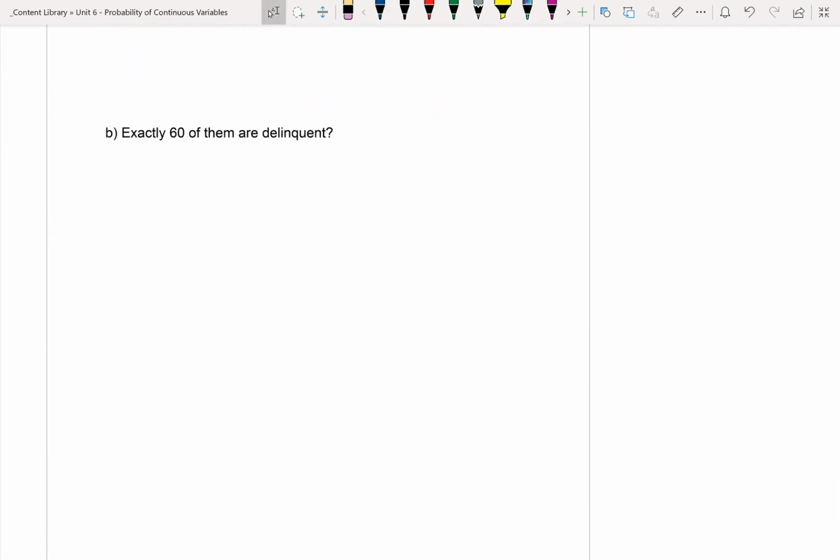If I want to find that exactly 60 of them are delinquent, again, I could use the probability formula, but I'm going to show you how to do it using a normal approximation. Because I'm looking for exactly 60, that means I want to turn this into a continuous variable. Right now it's discrete and it's at 60. I have to change it to make it an interval. So that means it will be 59.5 to 60.5. That's going to be my continuous value that I'm looking for because that range makes it exactly 60.